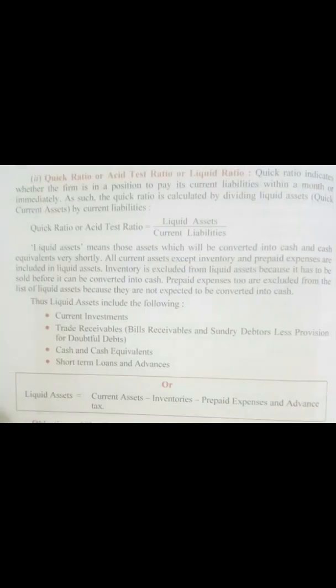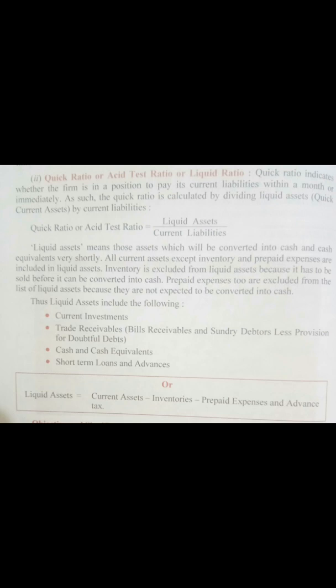Now the next one is quick ratio. Quick ratio indicates whether the firm is in position to pay its current liability within a month or immediately. Quick, as the name suggests, quick. That means within a month. In case of current liabilities, we used to consider all those liabilities which have to be paid within a year. But in case of quick ratio, we have to consider those liabilities only which are to be paid within a month.